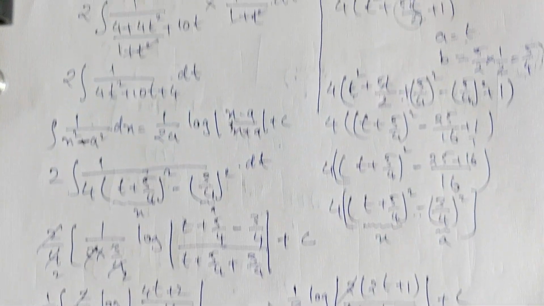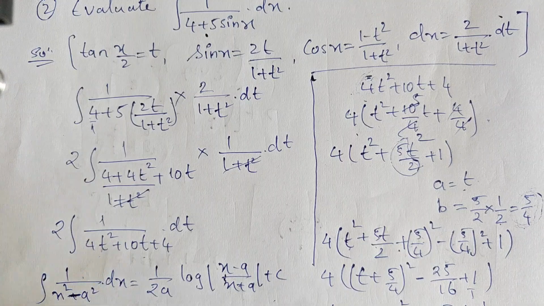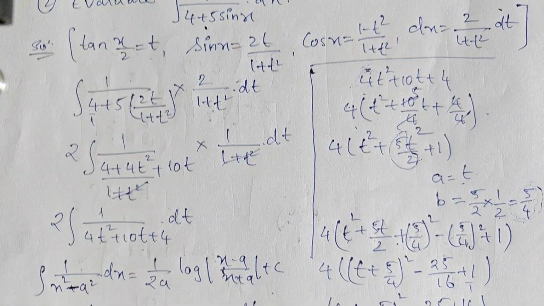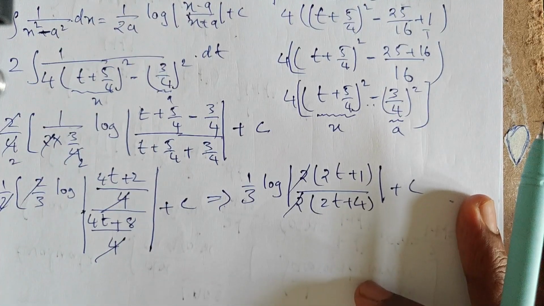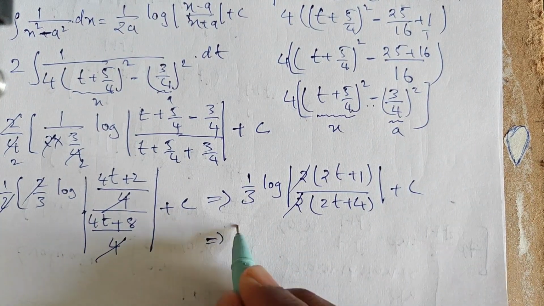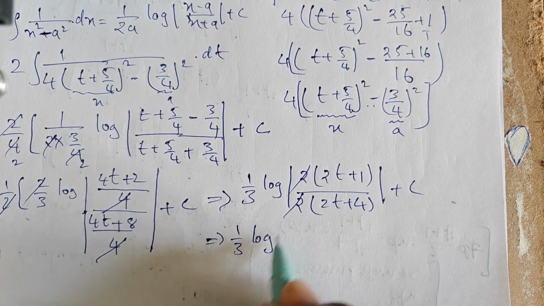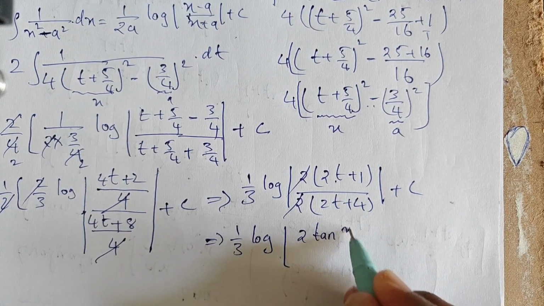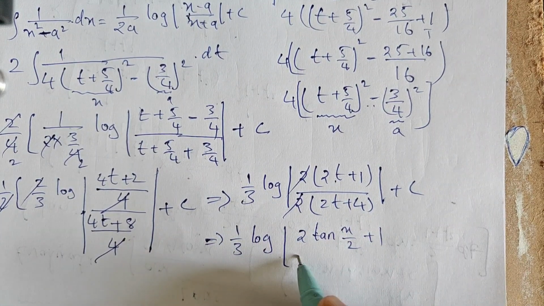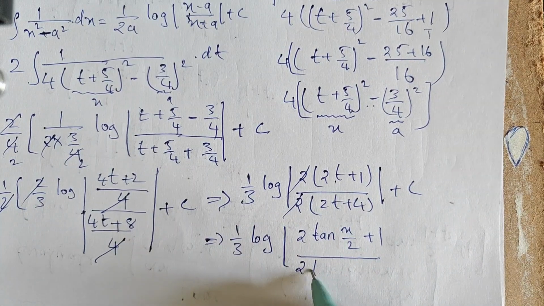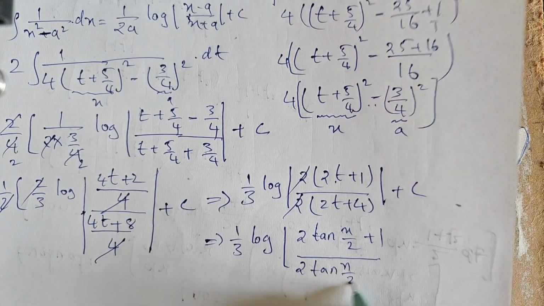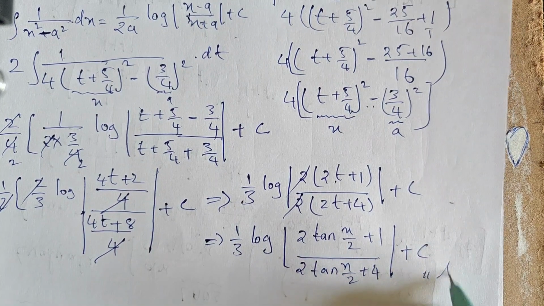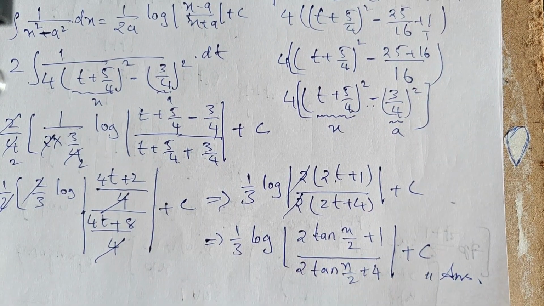What is t? What we have considered t? Here t is nothing but what? Tan x by 2. So wherever t is there, in the place of t, I will put what? Tan x by 2. So what we get, you see, which implies 1 by 3 log of 2 in the place of t, I am writing tan x by 2 plus 1 divided by 2 tan x by 2 plus 4, this will be plus c. So this is my final answer for our given integral. Thank you.